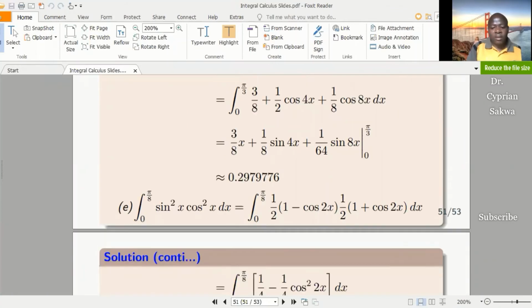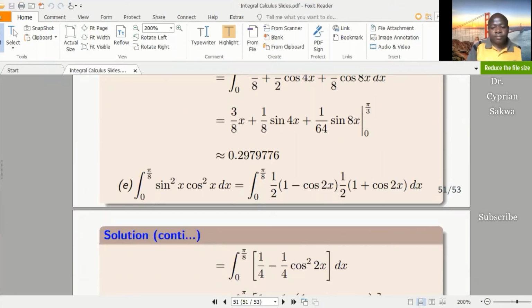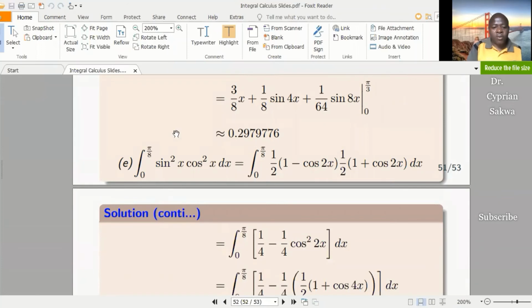Let's do the last example. We have now the product of two of them, the product of sine and cos. What is important is that the powers are both even. That means we must use our formulas above. We must write the equivalent of this and the equivalent of this.